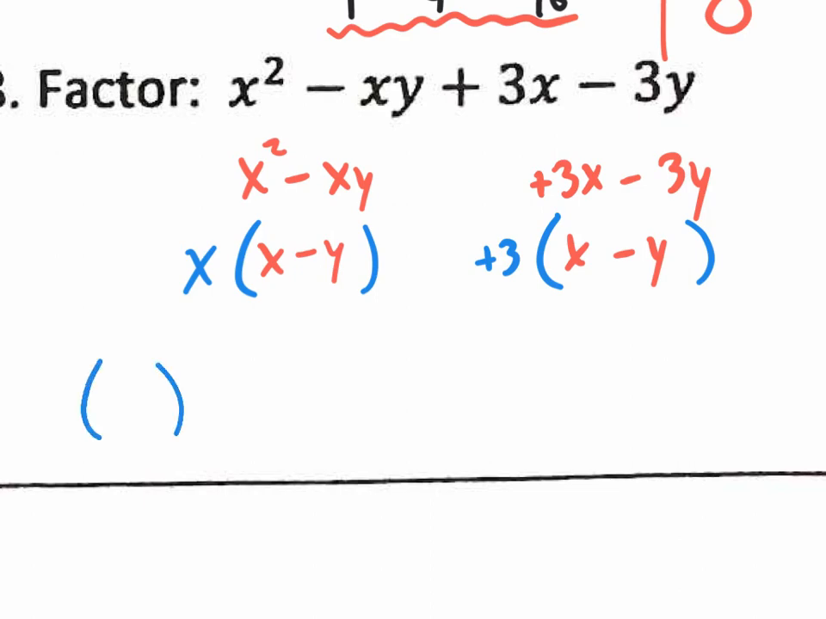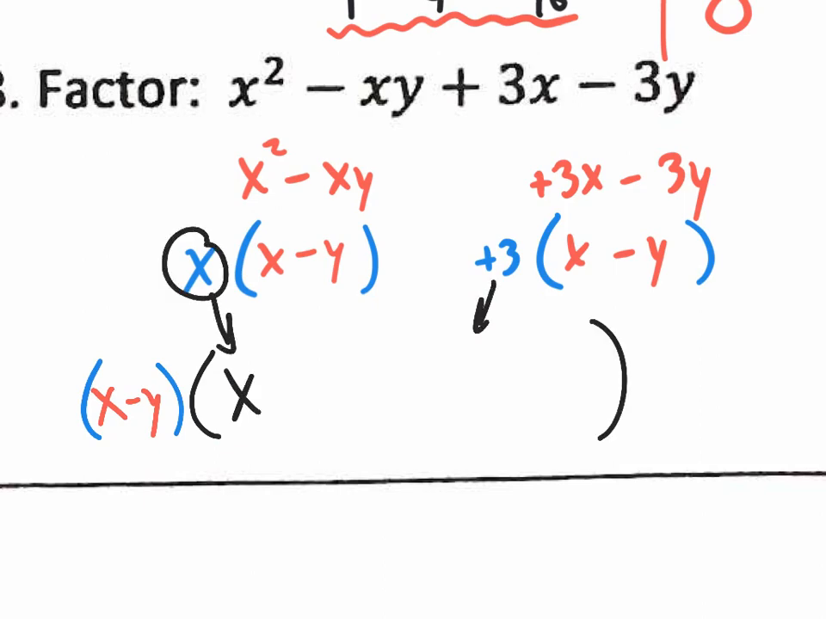So I'm going to pull out this common binomial of x minus y. And I'm going to put my exaggerated parentheses. And what do I have left over? The x is left over. And also the 3 is left over. So my answer is x minus y times x plus 3.